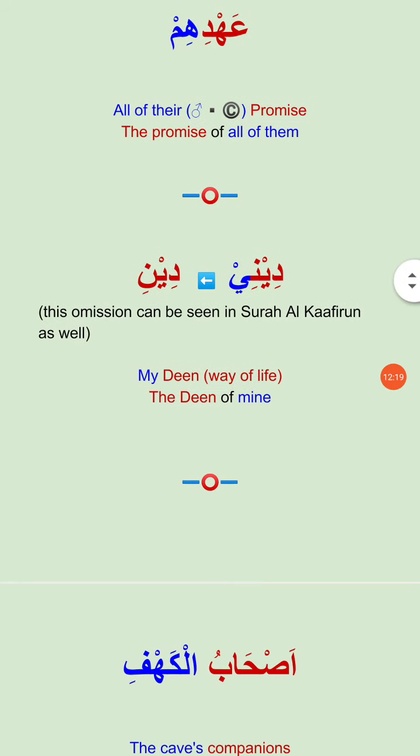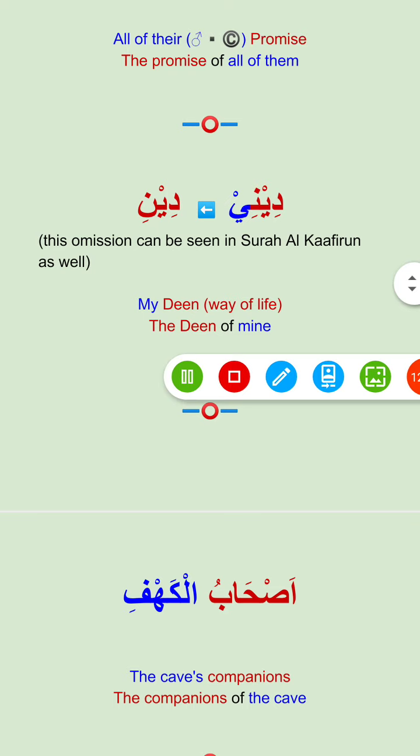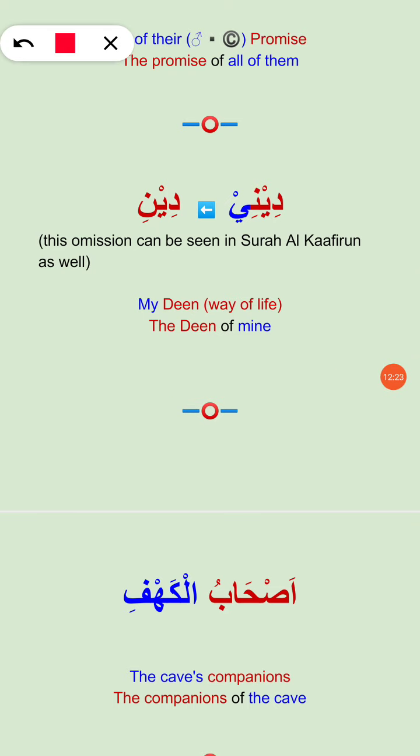Next example, Dini. Once again, deen is the muzaf, and the muzaf ilayh is the ya mutakallim: my deen, or the deen of mine. What's deen? Deen is way of life. So it can be translated as religion, and there are a couple of other translations as well. Anyways, so my deen or the deen of mine.